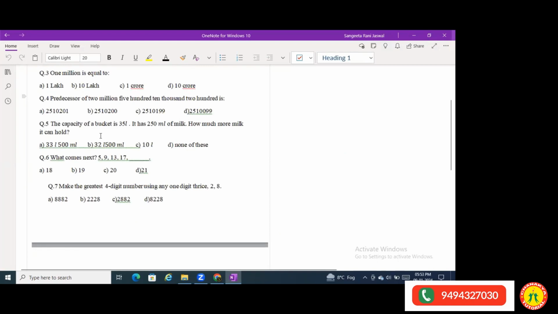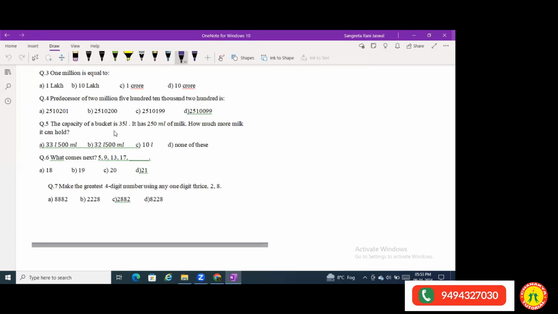Ma'am, what are we doing? I'm discussing the Sunday test paper with you, the objective paper. Okay, see this question number 5. The capacity of a bucket is 35 liters. It has 350 ml of milk. How much more milk can it hold?